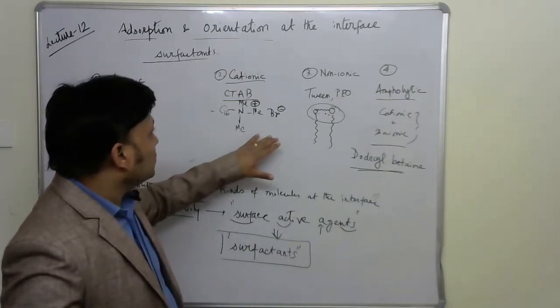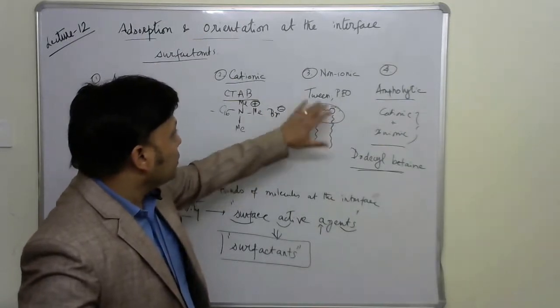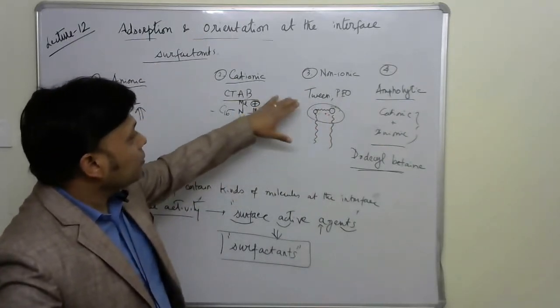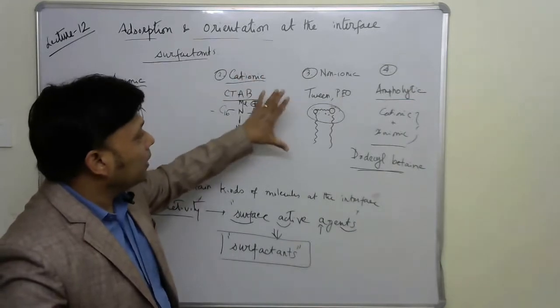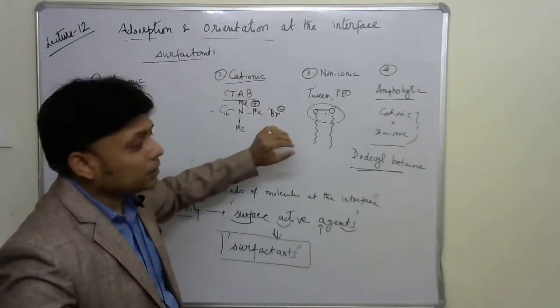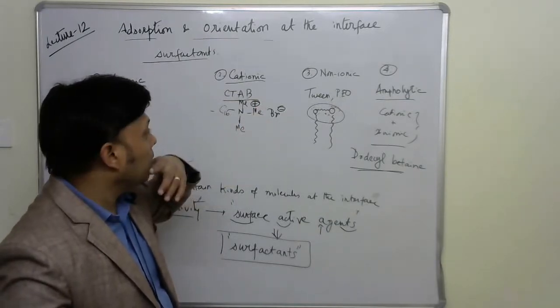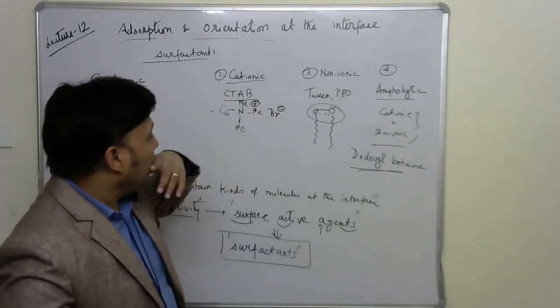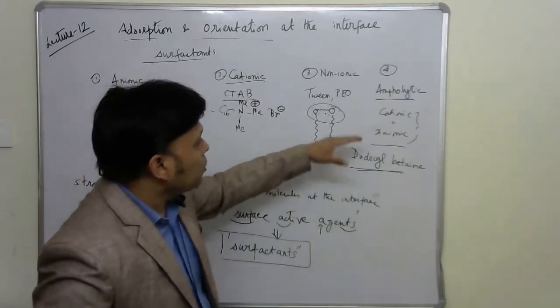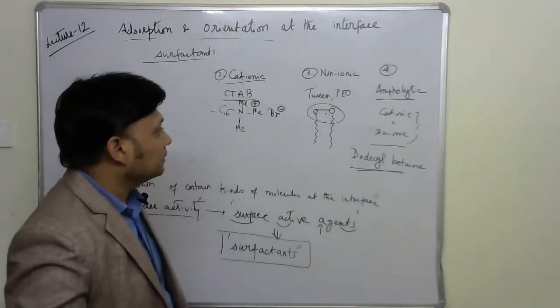And non-ionic surfactants like Tween and so on are available in commercial detergents. It depends on the application that you want to employ. And amphilytic is not so common, but it exists.